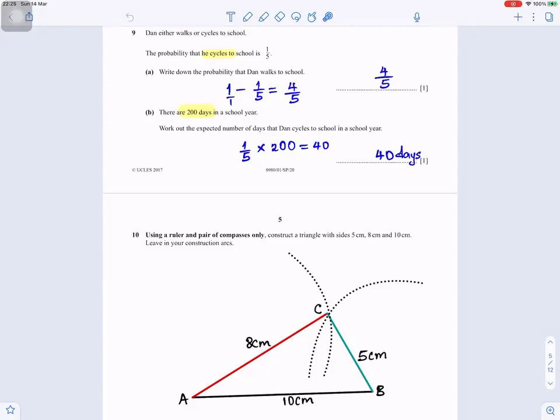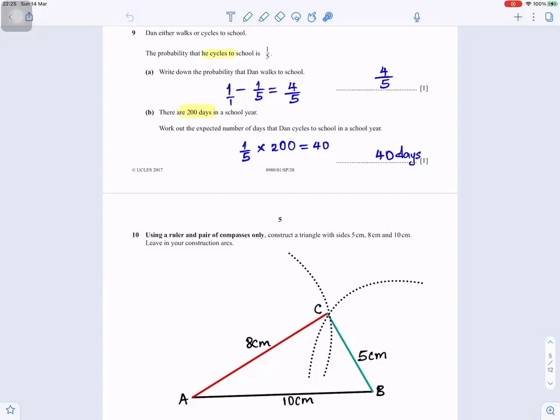There are 200 days in a school year. Work out the expected number of days that Dan cycles to school in a school year. The expected number is the probability for cycling, which is 1 over 5, times the number of days. 1 over 5 times 200 is the same as 200 divided by 5, which is 40 days.